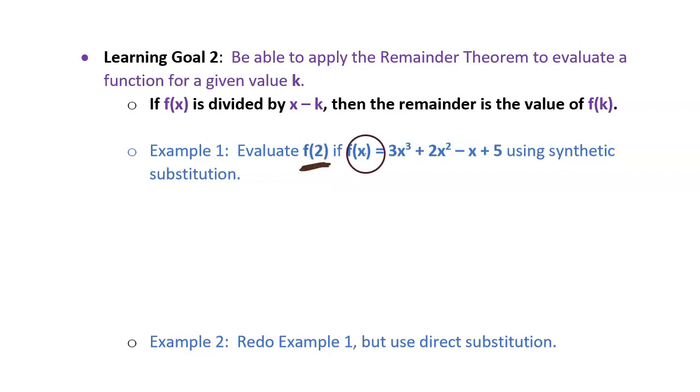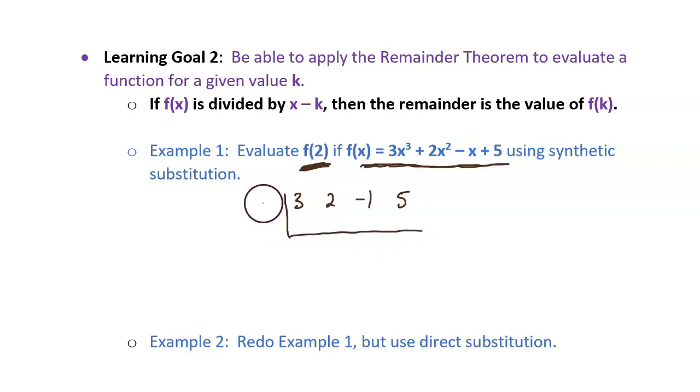Evaluate f of 2 if f of x is this function. But instead of using direct substitution, plugging the number 2 in place of all the x's and finding the answer, we're going to use synthetic substitution. Synthetic substitution is just the synthetic division thing that we've been doing. So write down the coefficients of the polynomial: 3 from the x cubed, 2 from the x squared, -1 in front of the x, and then +5. Then draw the bracket, and out in front, we're going to substitute in a 2.